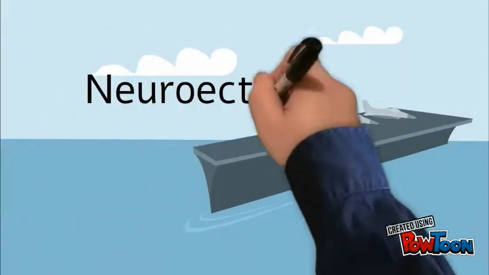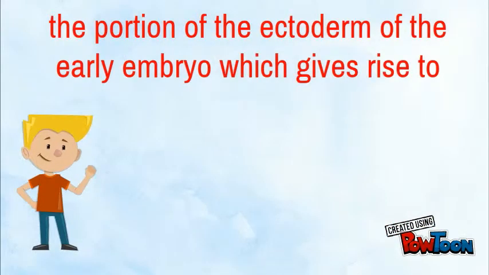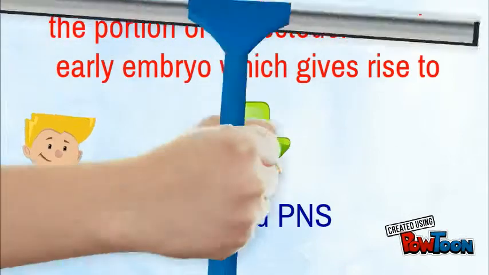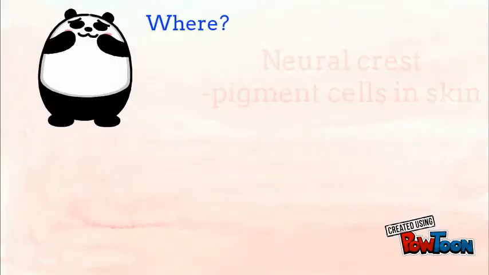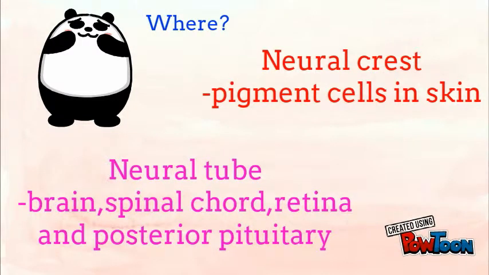Now everyone, let's look at neuroectodermal cells. It is a portion of ectoderm of the early embryo which gives rise to central nervous system and peripheral nervous system. It can be found in the neural crest, which is the pigment cells in skin, and the other one, the neural tube, in the brain, spinal cord, retina, and posterior pituitary.